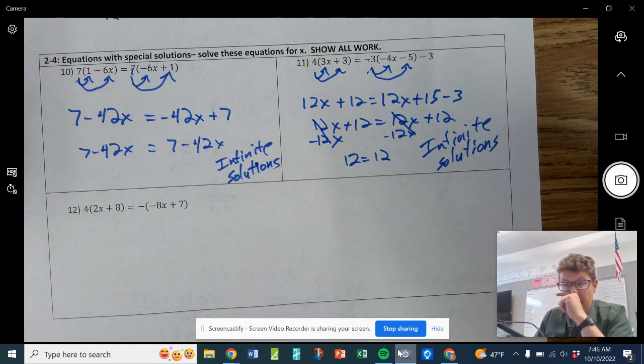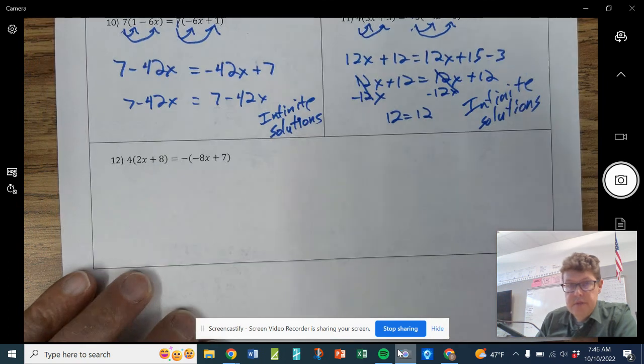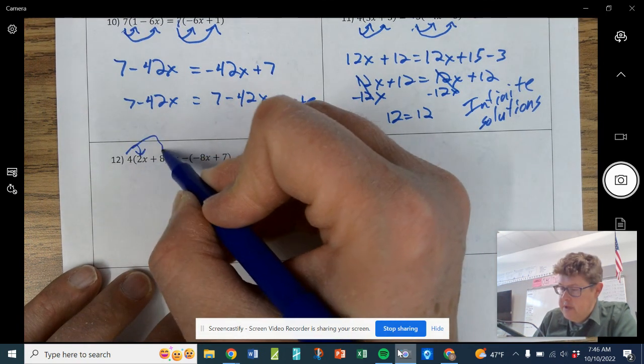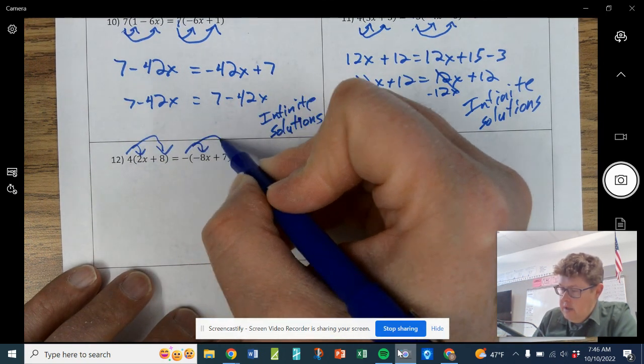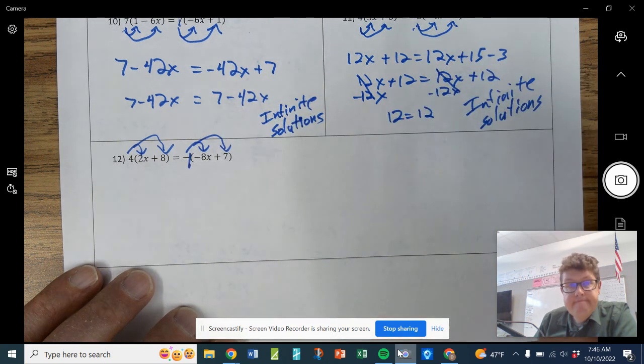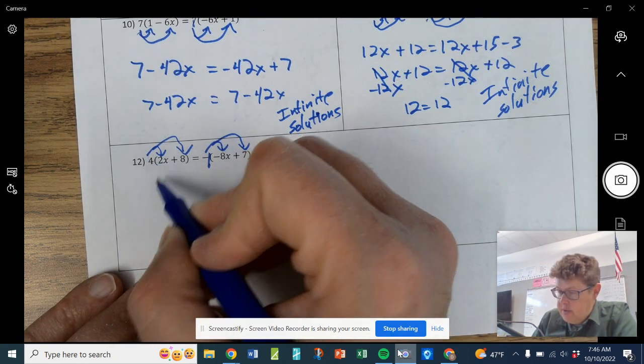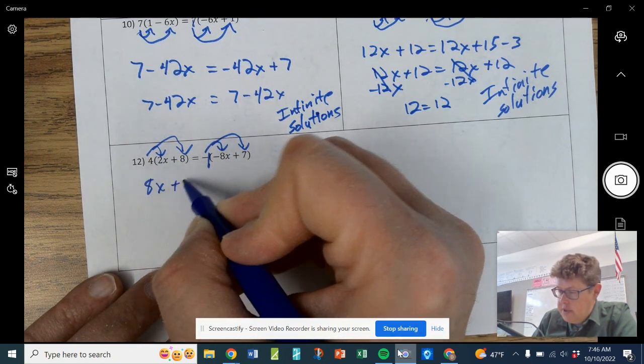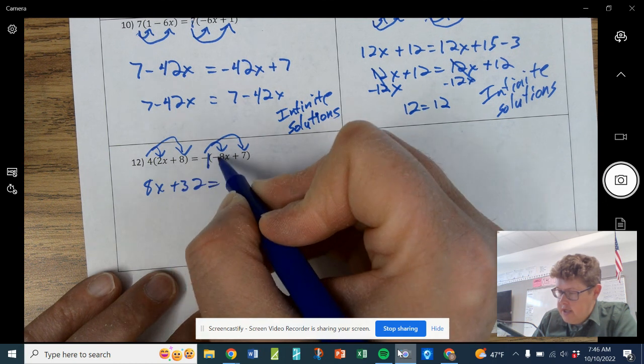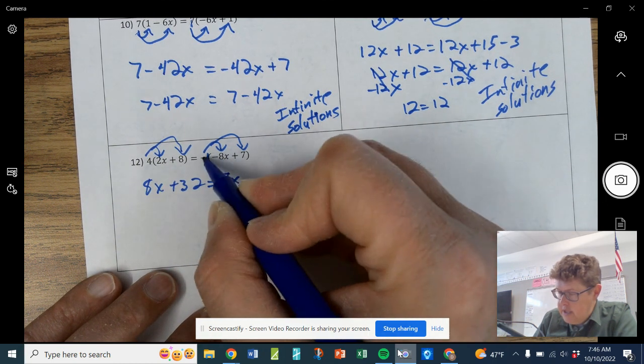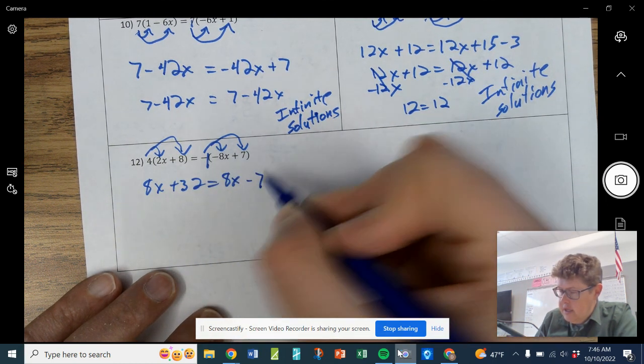Okay, so now we're going to do this one. So you can kind of probably guess what this one's going to be. By the way, this is a negative 1. Okay, 4 times 2 is 8. 4 times 8 is 32. Negative 1 times a negative 8x is positive 8x, and negative 1 times 7 is negative 7.